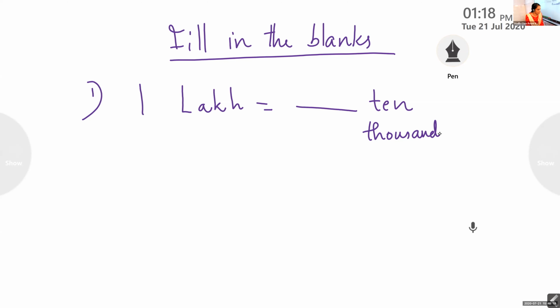Okay. 1 lakh equal to dash 10,000. Write the answer. Should we write it in the notes or roughly? Yes, in the notes you write. 1 lakh equal to dash 10,000.